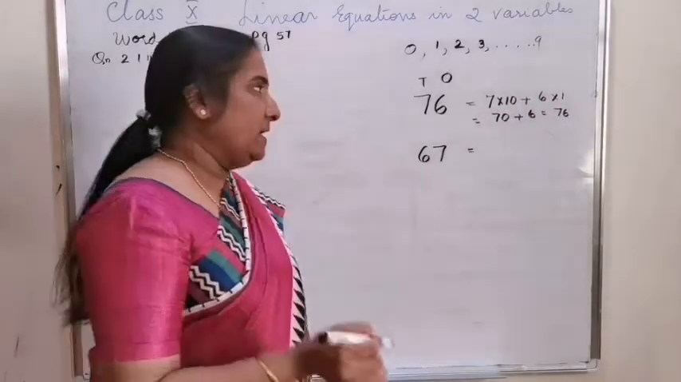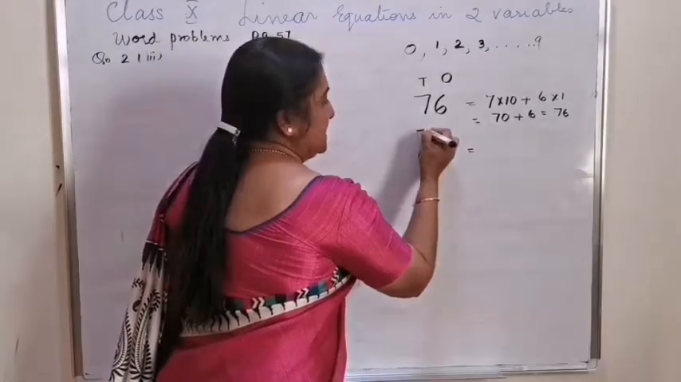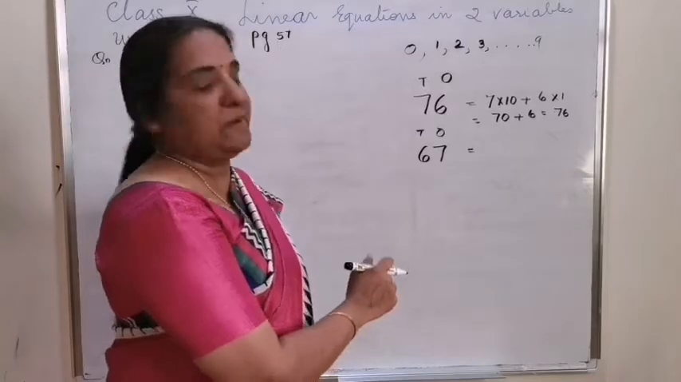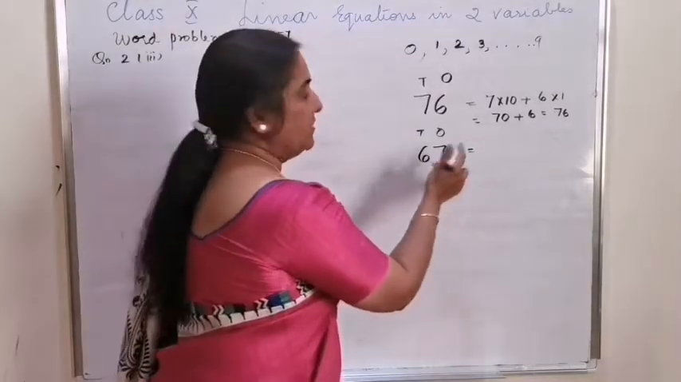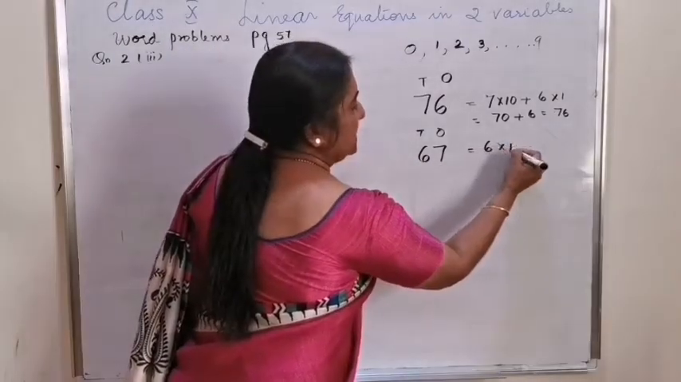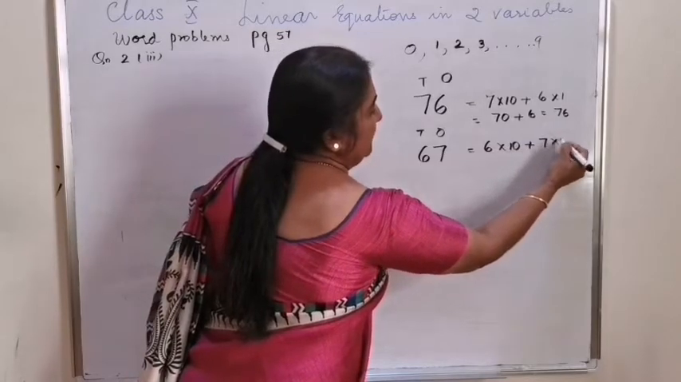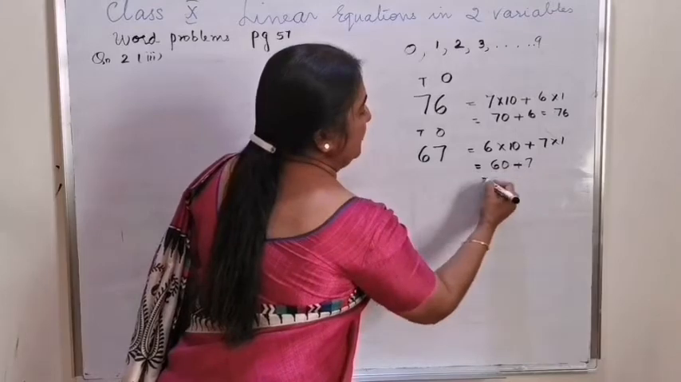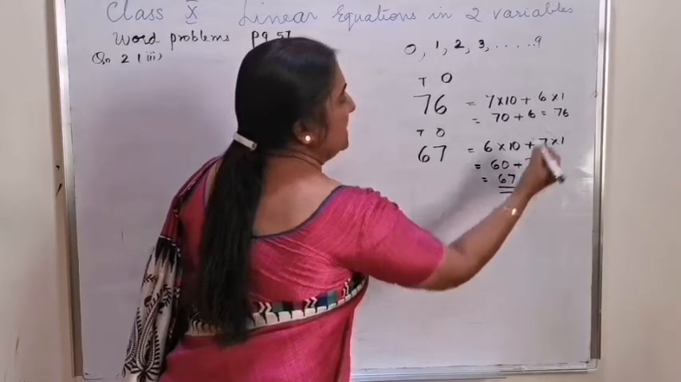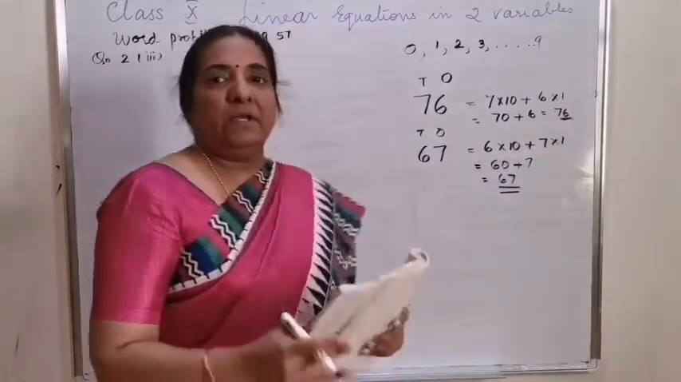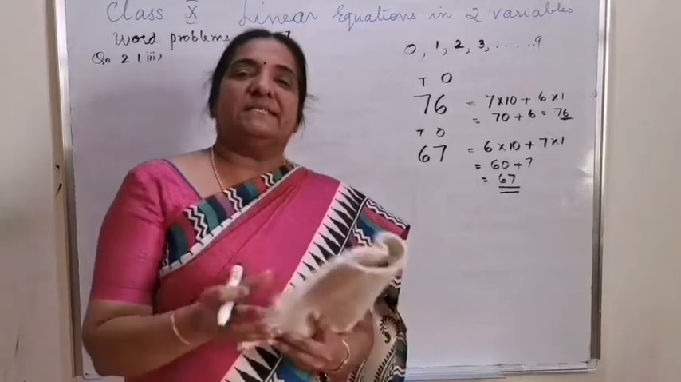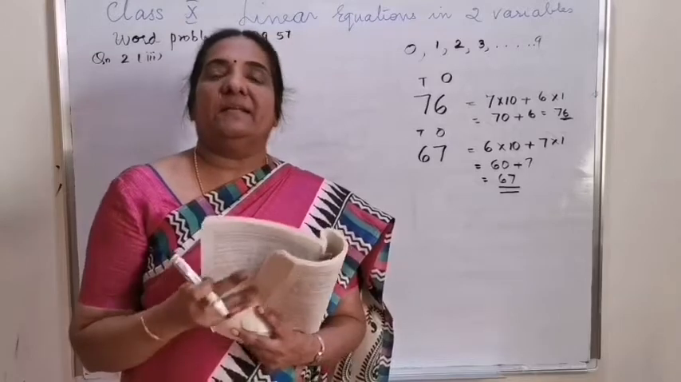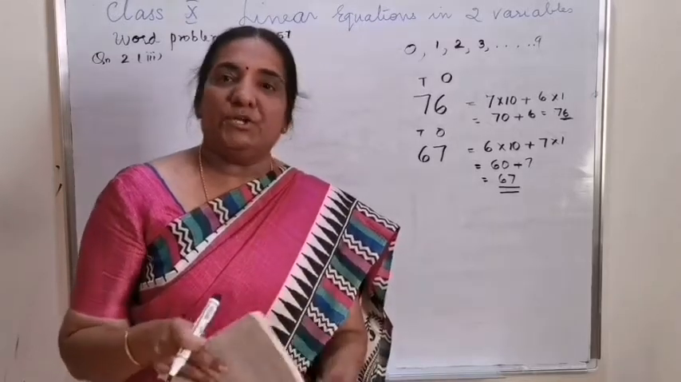76. So if you arrange 7 in the ones place and 6 in the tens place, you are getting the reversed number as 6 into 10 plus 7 into 1, which is the same as 60 plus 7, equal to 67. This concept is used in 2-digit numbers in the linear equation in 2 variables.